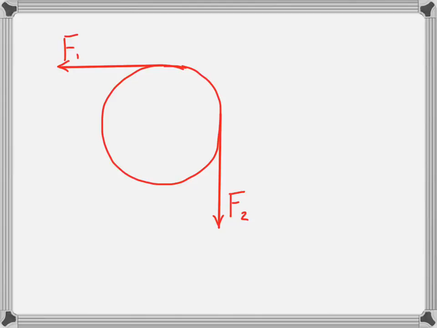Now, because this is a pulley in rotational motion, I now have to write Newton's second law for rotation instead of for translation. So now I have tau net equals I times alpha. Well, let's figure out what the net torque is. The net torque is equal to the torque due to this force, which is equal to R, the radius of my pulley, times F1 times sine of theta.